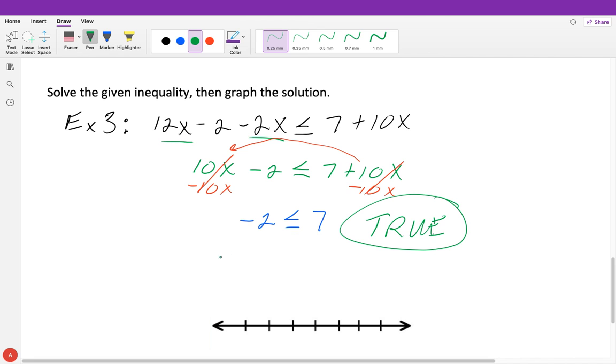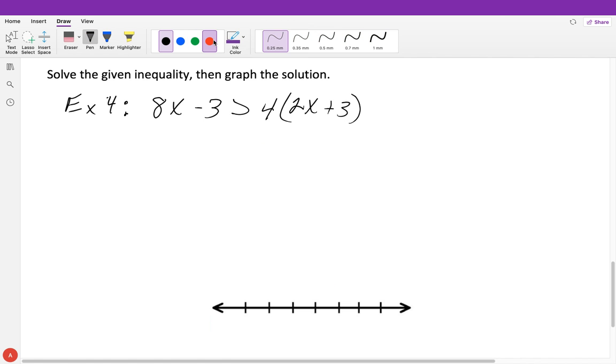And since this is a true statement, this means that all real numbers will work. All right, any number from negative infinity to positive infinity will work if we plug this in. All right, so if we get a true statement, just like we did with equations, then we said infinitely many solutions. Here we will say all real numbers. All right, and then we're going to go through one more example where it doesn't work.